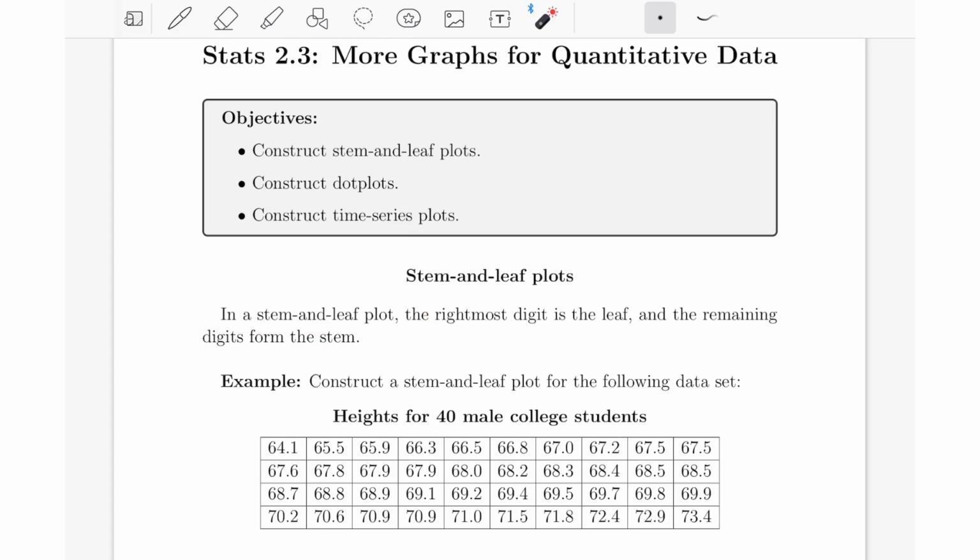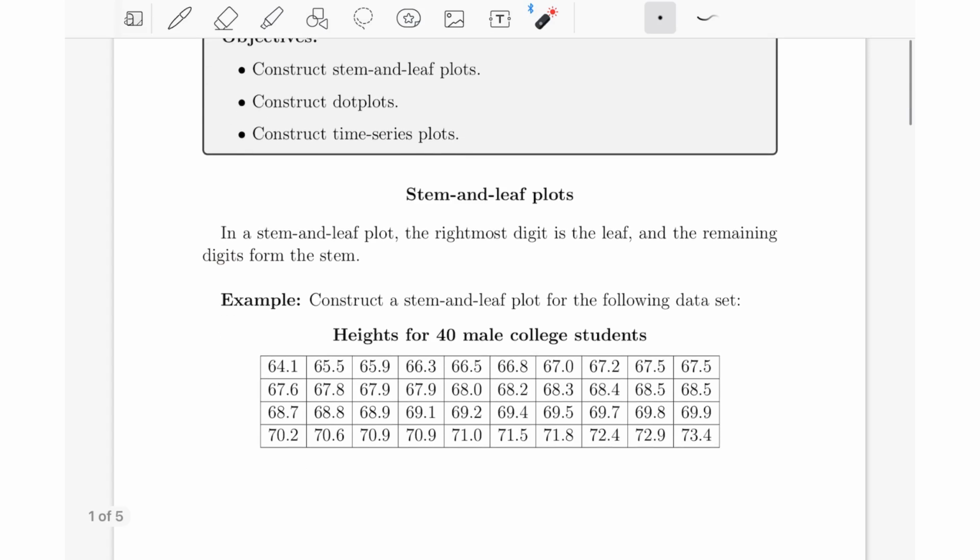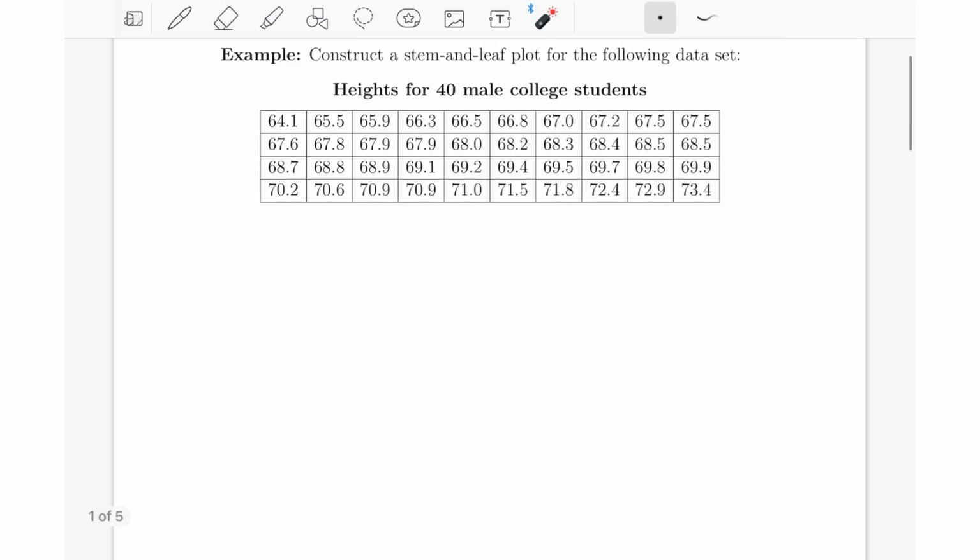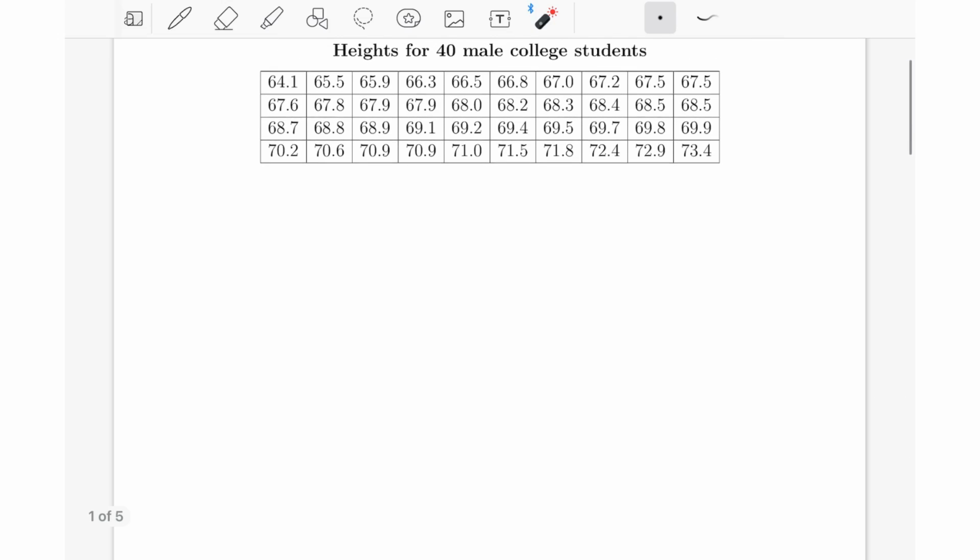In a stem and leaf plot, the rightmost digit is the leaf, and the remaining digits form the stem. So what exactly does this mean? Well, let's look at an example to hopefully add some context and figure out what exactly we're talking about here. So here's an example data set. These are the heights in inches for 40 male college students.